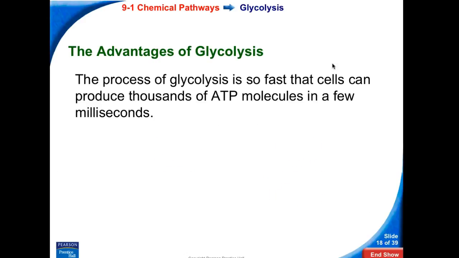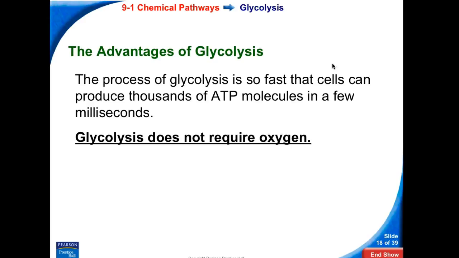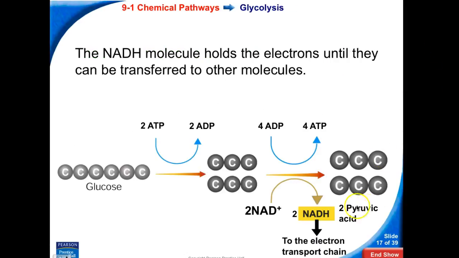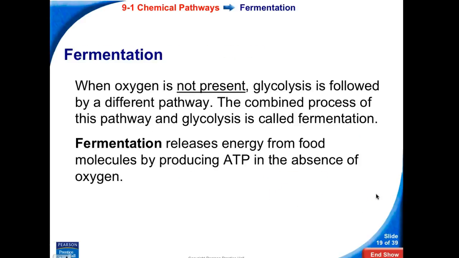So what are the advantages of glycolysis? The process of glycolysis is so fast that cells can produce thousands of ATP molecules in a few milliseconds. Glycolysis does not require oxygen. At the end of glycolysis, pyruvate is formed. The fate of pyruvate at the end of glycolysis, so what happens after glycolysis, depends on whether oxygen gas is available or not. If oxygen gas is not available, we have a process taking place called fermentation.